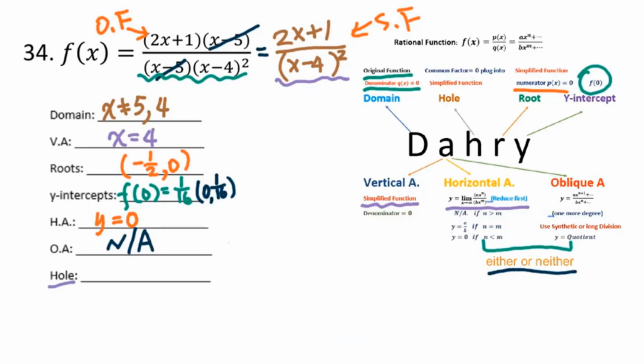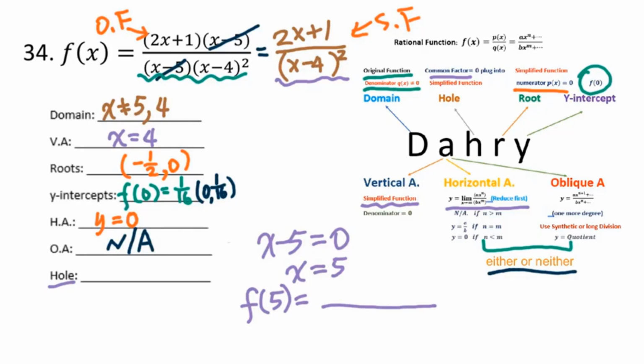For the hole, the keyword is common factor. Since we have common factor x minus 5, we set it equal to 0, x equals 5. Then f of 5, we plug into the simplified rational function. 2 times 5 plus 1 over 5 minus 4 squared. So we got 11. Therefore, the hole will be 5, 11.